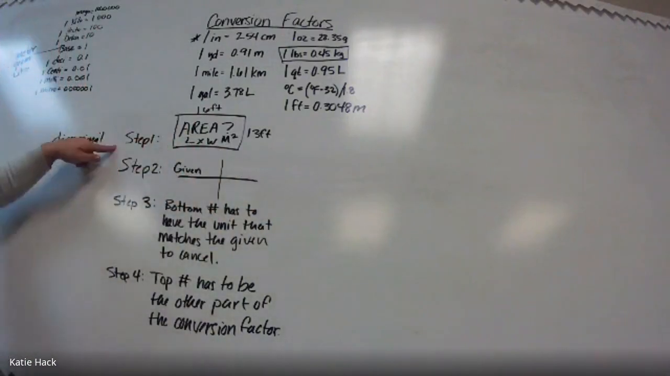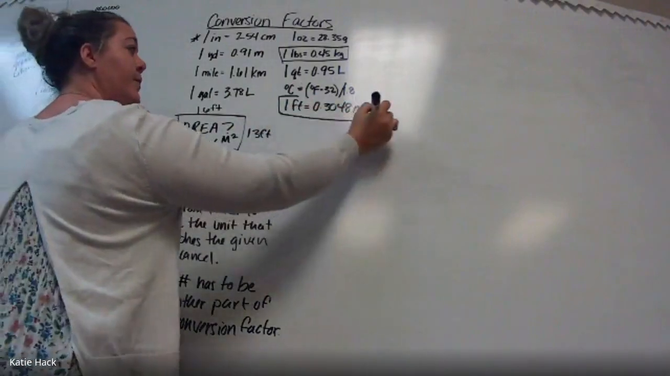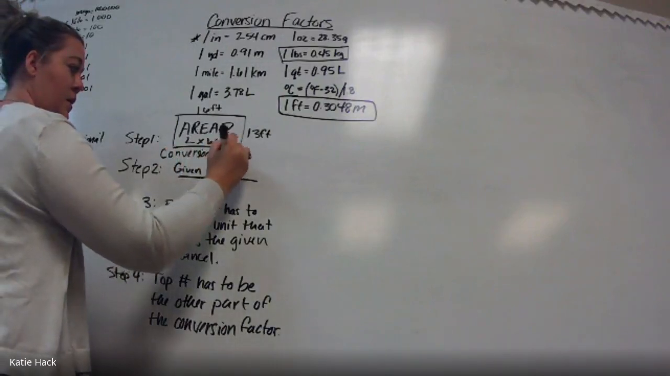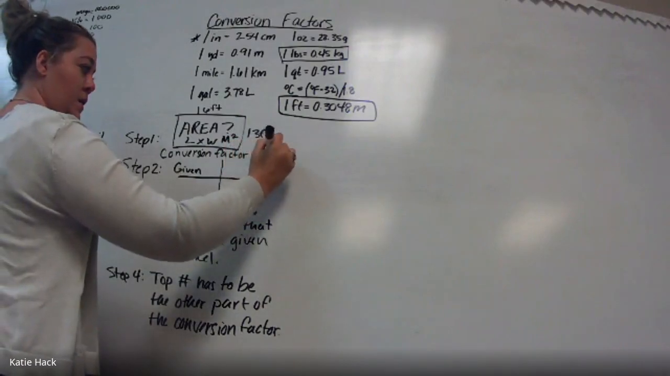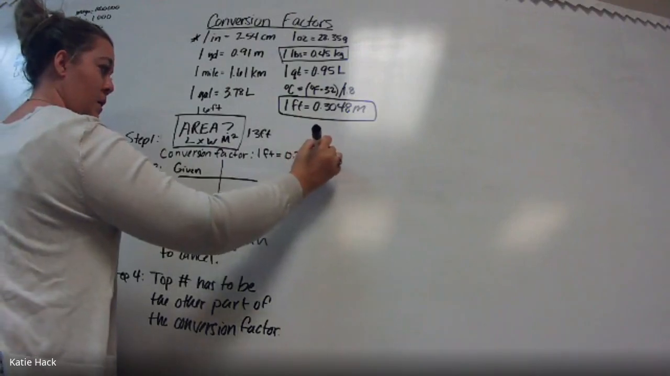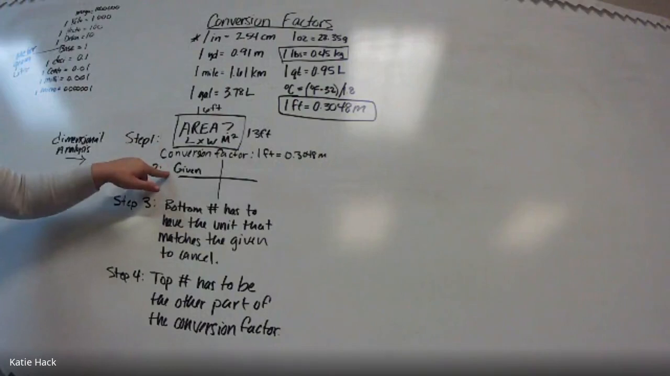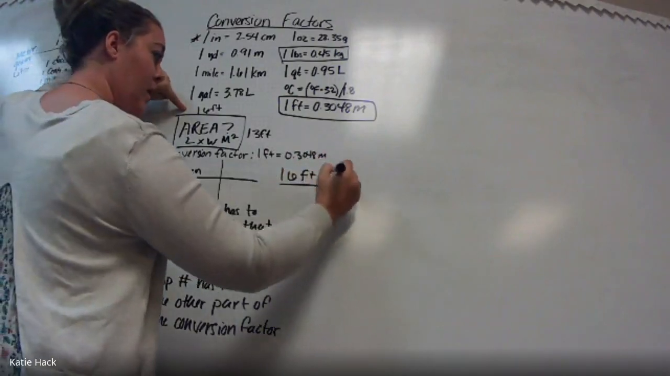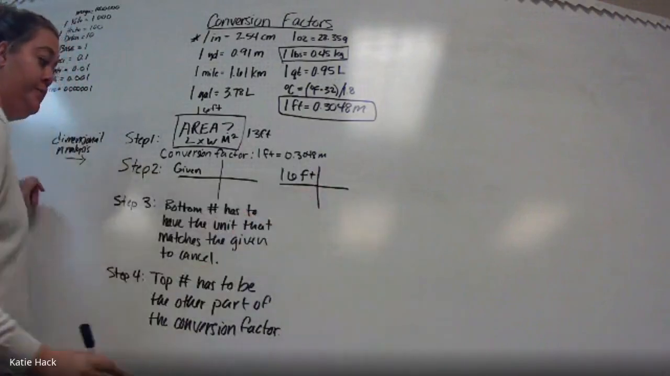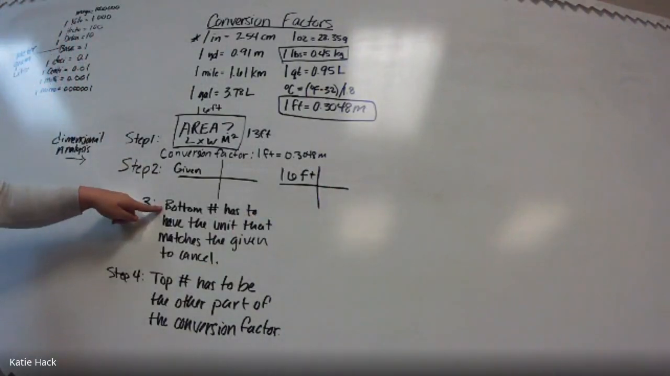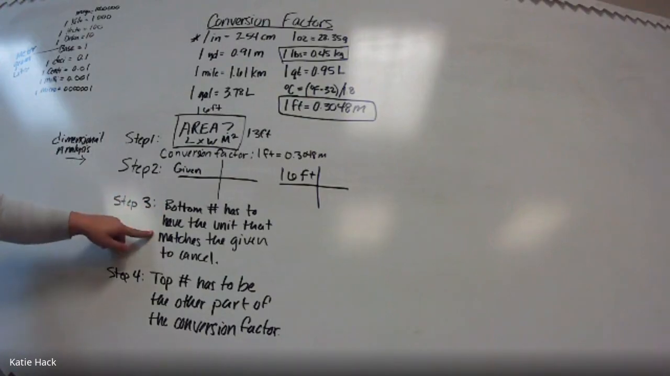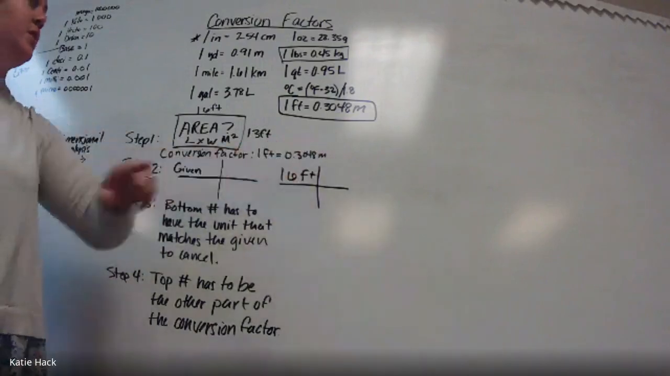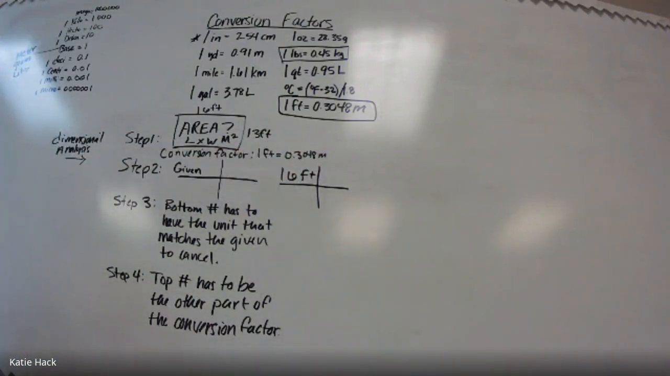So we're going to do step 1, find the conversion factor, which was here. Then we write down our given. So our first given is 16 feet. And what has to go here? The bottom number has to have the unit that matches the given. So which number, is it 1 or is it 0.3048? Which number matches?